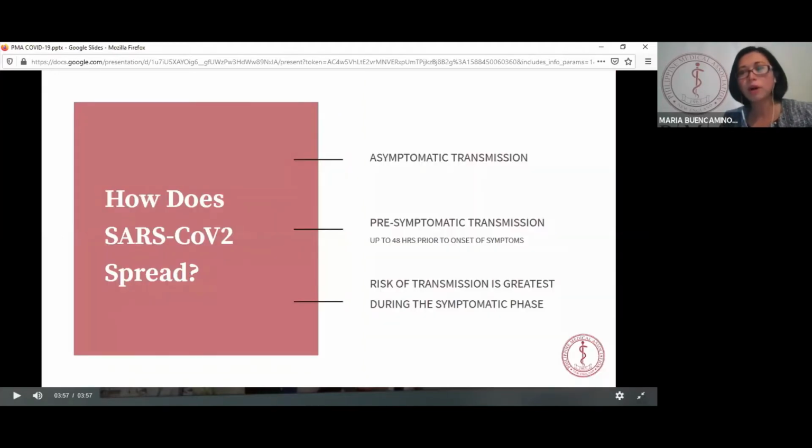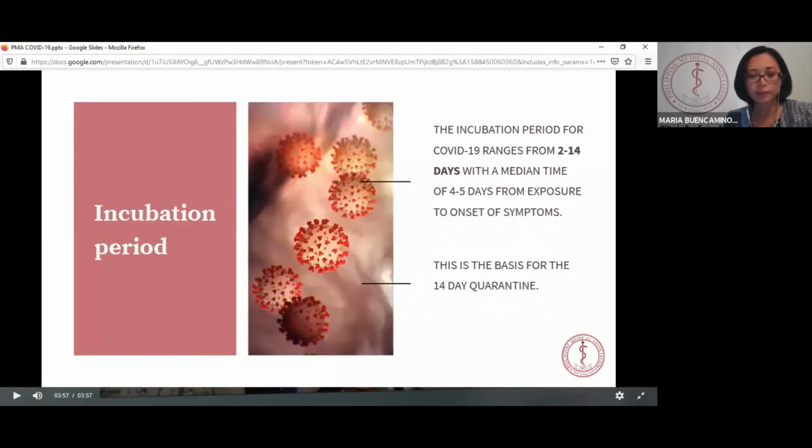The coronavirus can also spread by asymptomatic transmission. There are individuals who do not show symptoms of COVID-19, but carry the infection. There is also pre-symptomatic transmission, where individuals who are infected with COVID-19 can spread the infection up to 48 hours before the onset of symptoms. However, the risk of transmission is thought to be greatest during the symptomatic phase, where there is the highest viral shedding.